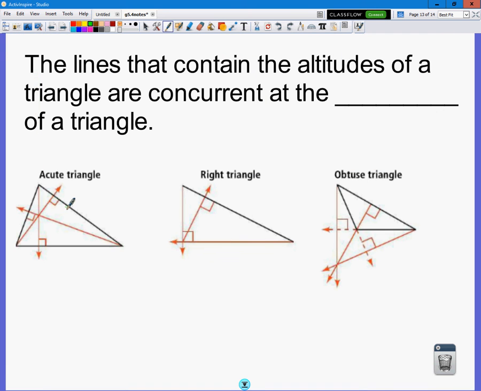This is not on your note-taking guide, but please take the time to write it down. Why it didn't print, I don't know. It just missed. The lines that contain the altitudes of a triangle are concurrent at the orthocenter.